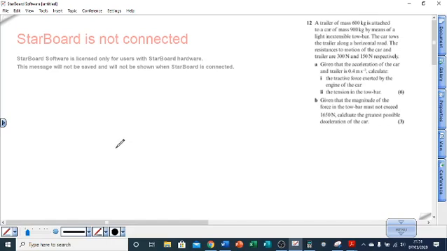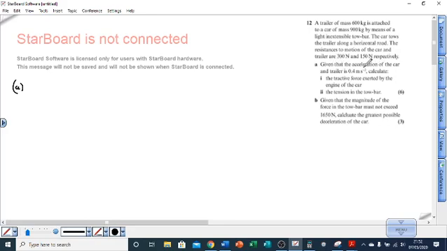Okay, so it's question 12, and I'll do it all. A trailer, so part A, we've got a trailer of mass 600 kilograms attached to a car of mass 900 kilograms by means of a light, inextensible tow bar. The car tows the trailer along a horizontal road.